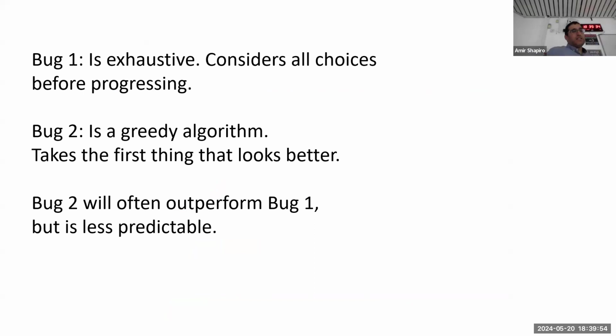So bug one is exhaustive. It considers all the choices before progressing. Bug two is greedy. It goes towards the target. It's a greedy algorithm. It takes the first thing that looks better. Bug two will often outperform bug one, but is less predictable, because in some environments it can be worse.